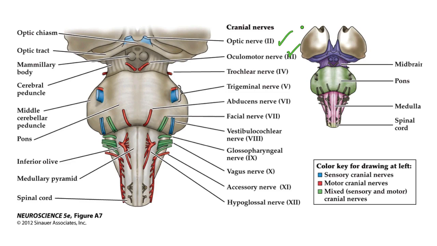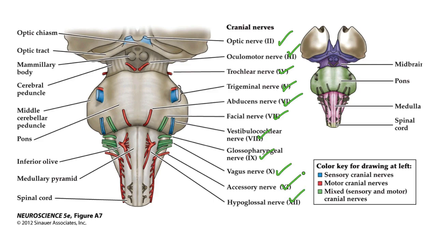They are the oculomotor nerve, number 3, the trochlear nerve, number 4, the trigeminal nerve, number 5, the abducens nerve, number 6, the facial nerve, the vestibulocochlear nerve, nerves number 7 and 8, the glossopharyngeal nerve, the vagus nerve, the spinal accessory nerve, and finally the hypoglossal nerve.